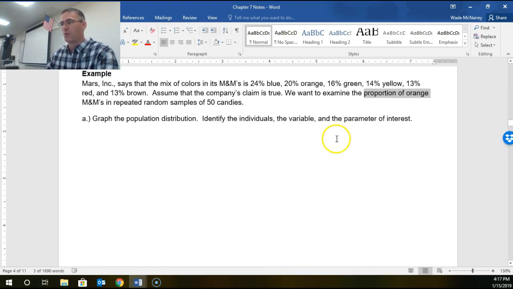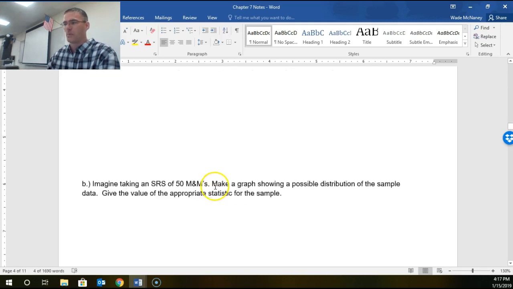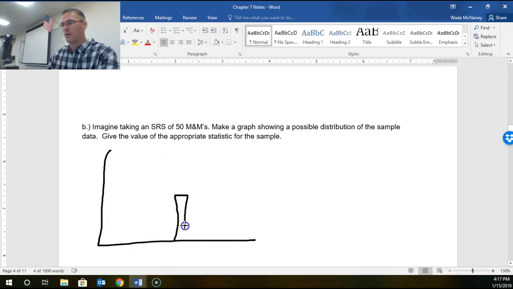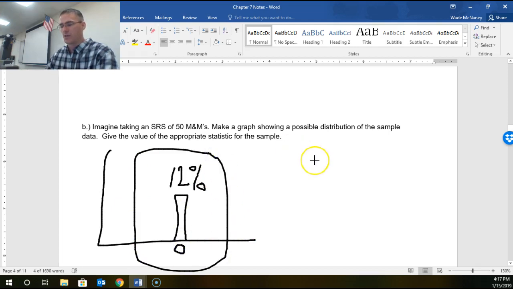Now, keep in mind, what are we trying to estimate? What's our parameter of interest? We're trying to estimate the proportion that are orange. So let's say down here on this sample distribution at orange, you ended up with 12% of your made up distribution that was orange. Okay, so this is what we're trying to measure.